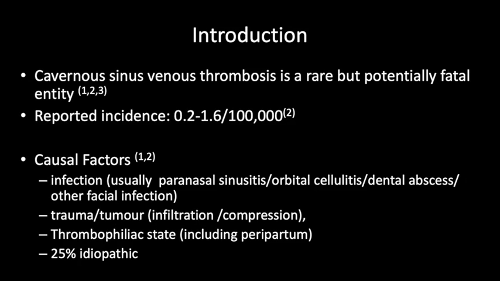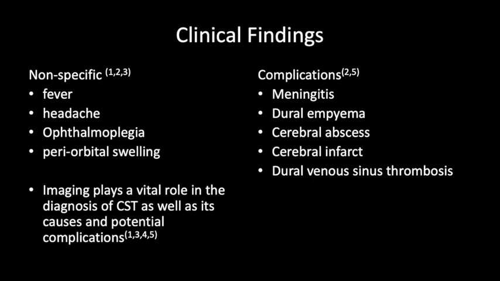There are many causal factors. The most common is infection, usually paranasal sinusitis, orbital cellulitis, but also any dental abscess or facial infection, trauma or any tumor infiltrate, any prothrombotic state, including the peripartum period, and sometimes it is idiopathic as well. Clinical findings are relatively non-specific, including fever, headache, ophthalmoplegia, and sometimes some periorbital swelling.